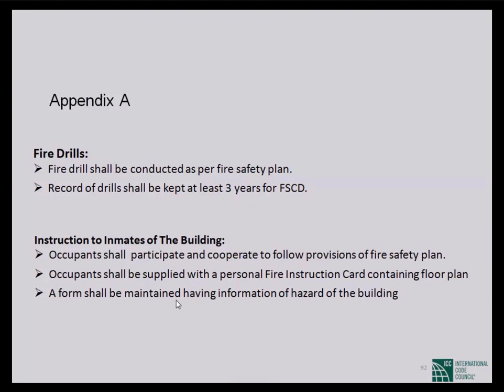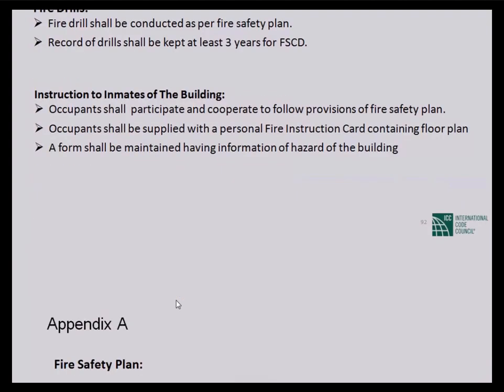During a fire drill, you have to give the alarm sequentially. The total building should not evacuate at the same time. So it must be sequential, and in giving the alarm, you have to remember the alarm sound should be 10 decibels higher than the area noise.